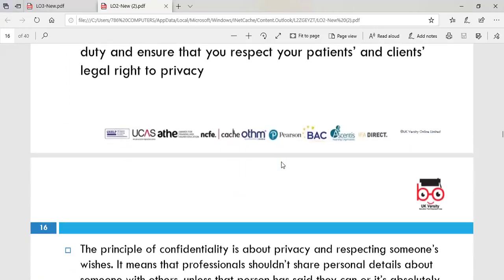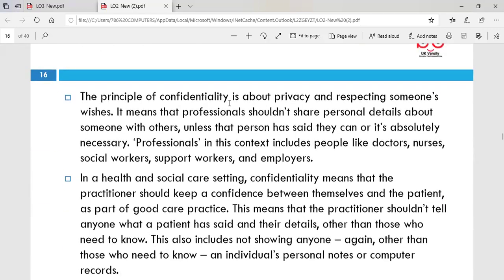So the principle of confidentiality, it's about privacy, and it's respecting someone's wishes. The professional should not share personal details about anyone unless the person has said so. Personal details that keeping confidential does not harm anyone. That has to be made sure. And in a health and social care setting, confidentiality would mean that the practitioner needs to keep a confidence. That should be a level of confidence between themselves and the patient. And that's a part of good care practice.